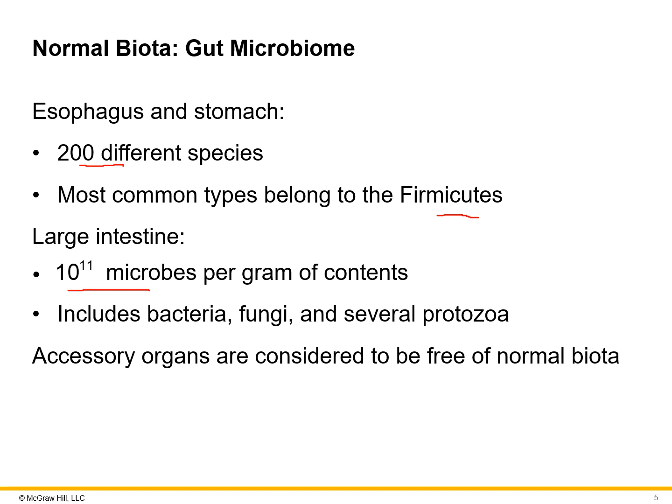So again, many microbes per gram of contents in the large intestine, and that includes all the areas of microbes, bacteria, fungi, as well as some protists. And those accessory organs that we mentioned, like the gallbladder and the liver, are considered to be free of a normal biota. So those accessory organs are not part of the gut biome.